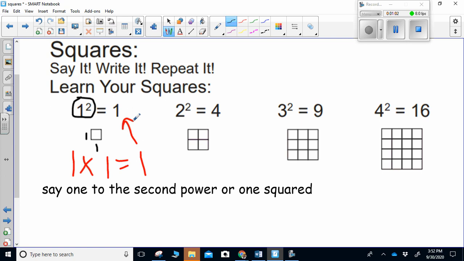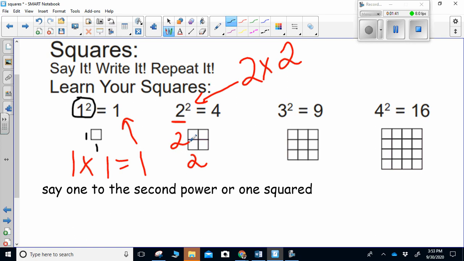Okay, draw the second figure in your notebook. And the second figure says 2, we read that, 2 to the second power, or 2 squared. And 2 squared equals 4, or 2 to the second power equals 4. Because what this means is I'm going to write this 2 here, and I'm going to write it 2 times because it is for the base and the height of that square. So 2 times 2, of course, is 4.